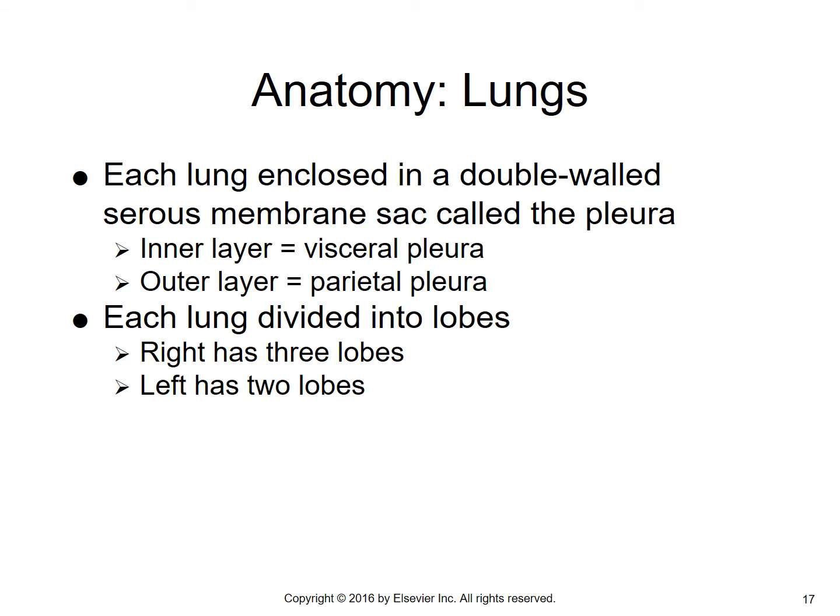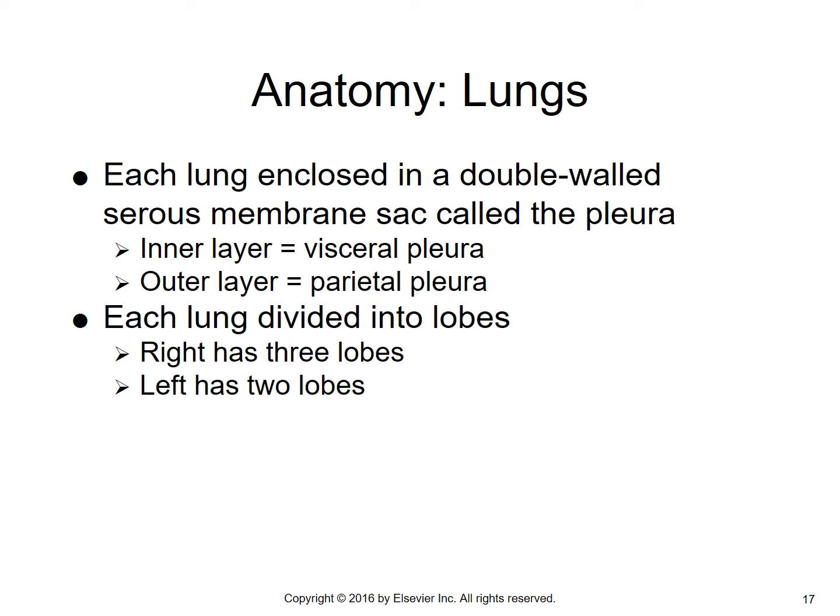Each lung is enclosed in what's called a double-walled serous membrane sac. Serous meaning it's got some fluid to it. So it's kind of a slippery kind of membrane. And this sac is called a pleura. Now you've got two pleurae.